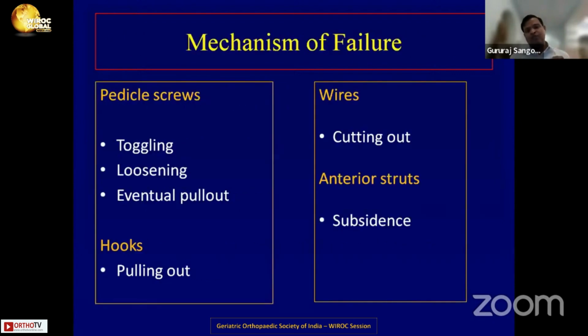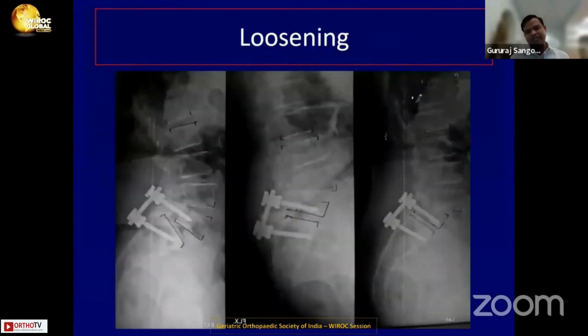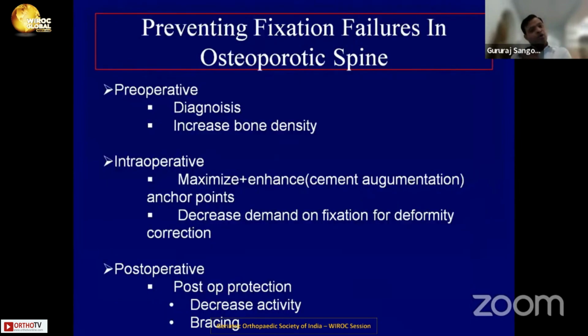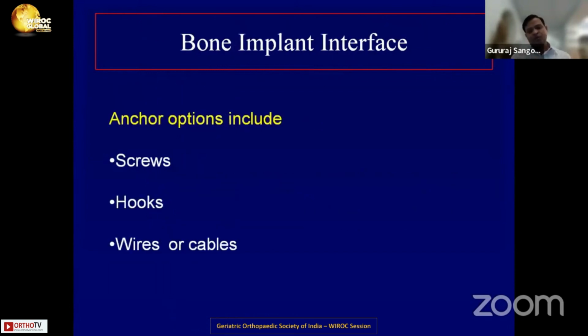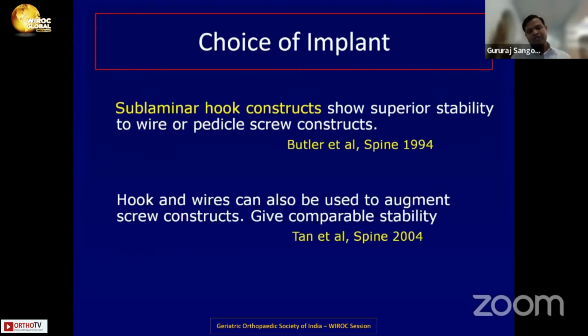Pedicle screws usually fail by toggling, loosening, or eventually pulling out, and hooks pull out, wires cut out, and anterior struts subside. So always do a preoperative diagnosis of osteoporosis. If there is time, increase the bone density. Intraoperatively, maximize or enhance the anchor points. Postoperatively, always decrease the activity and do bracing. We can use screws, hooks, or wires or cables.